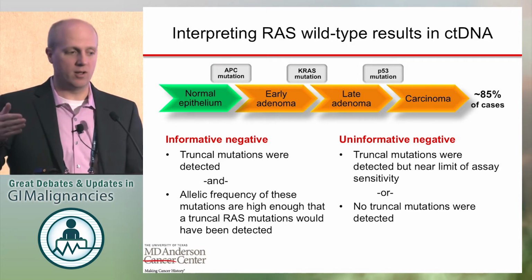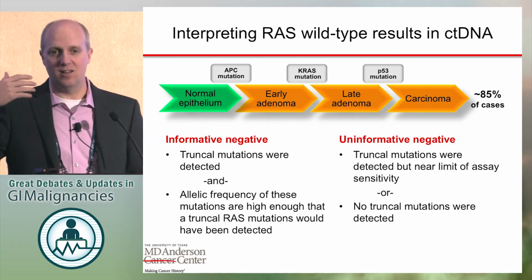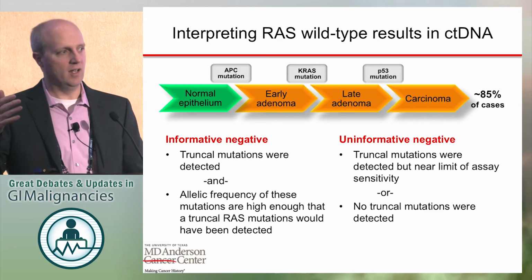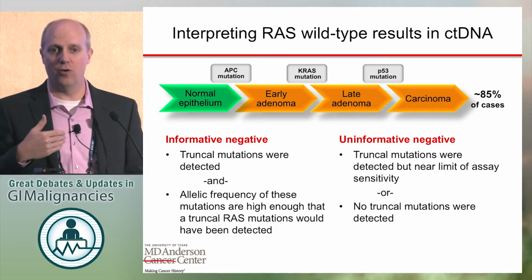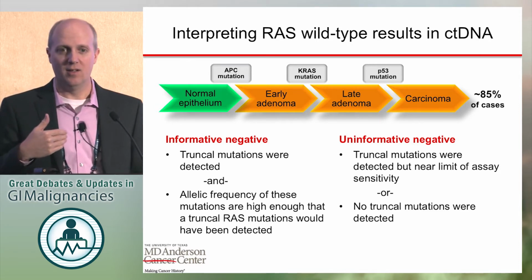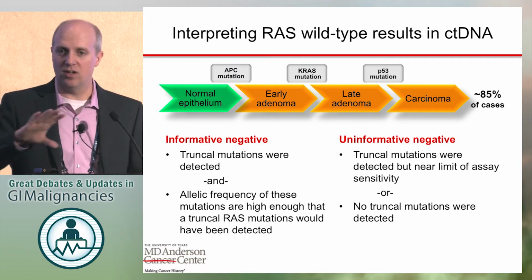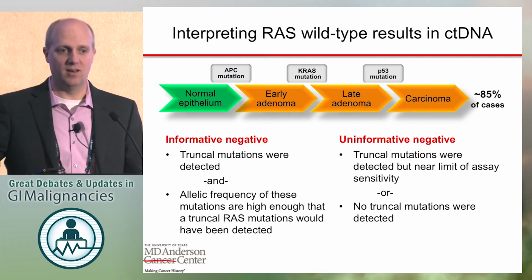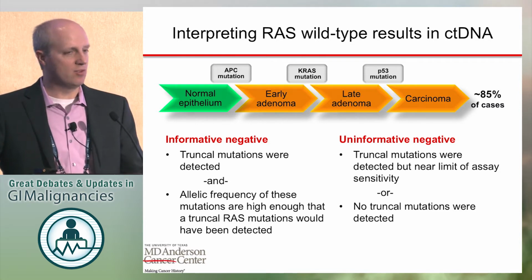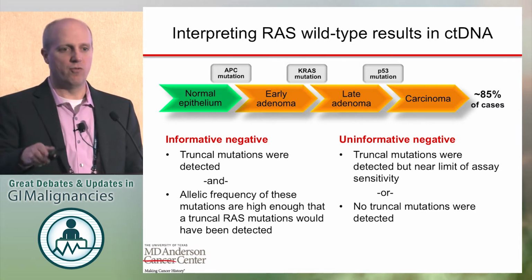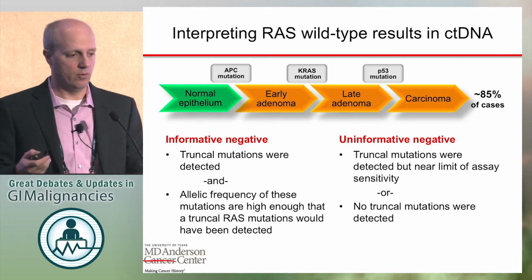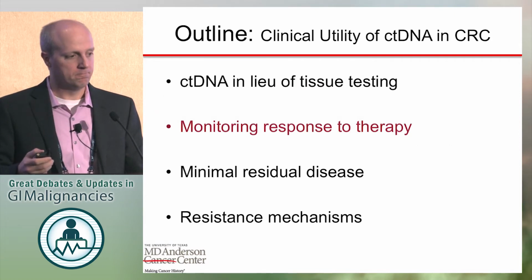So if you see something, the truncal mutation, and this is present at a sufficiently high level, you can feel confident that there is no KRAS or NRAS hiding out. But just remember that if it says no KRAS and NRAS detected, but by the way, nothing else was detected as well, that may be a situation where you have an uninformative negative. So keep that in mind.